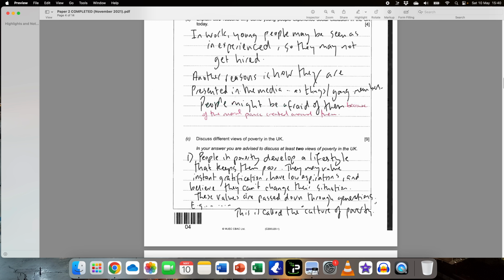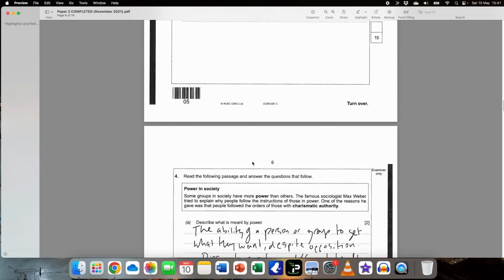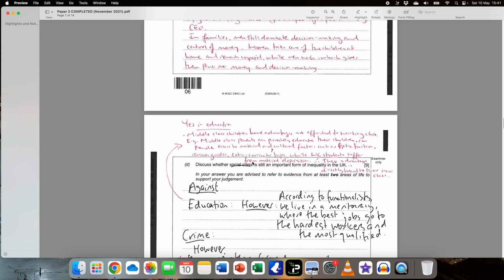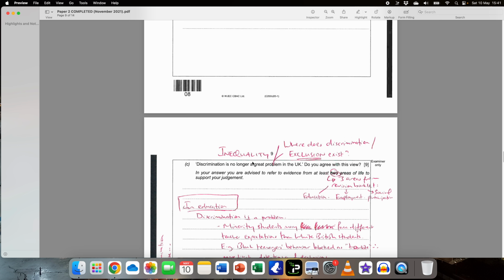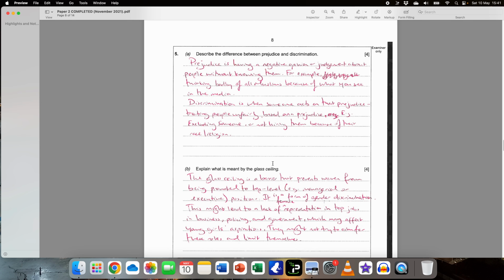Now, in paper 2, I mentioned that there will be 3 9 markers in social stratification. One 9 marker tends to be about life chances and inequality. One 9 marker tends to be about poverty, which this one is. This one's about inequality. And one 9 marker tends to be about social exclusion. This discrimination one is about social exclusion.